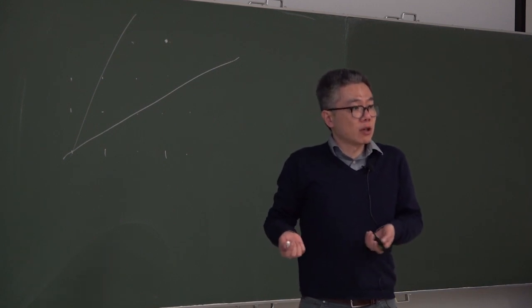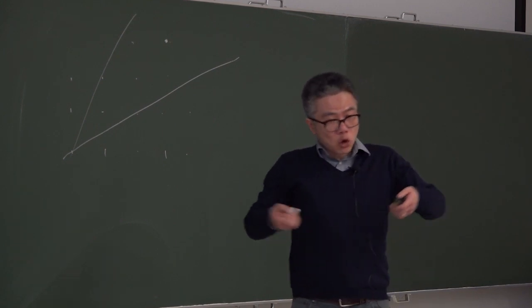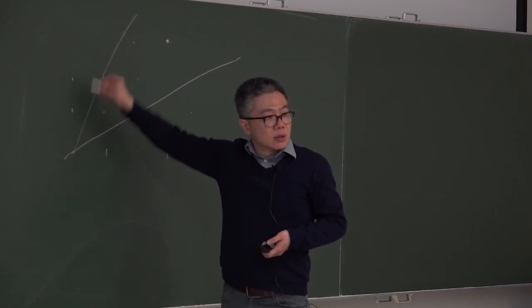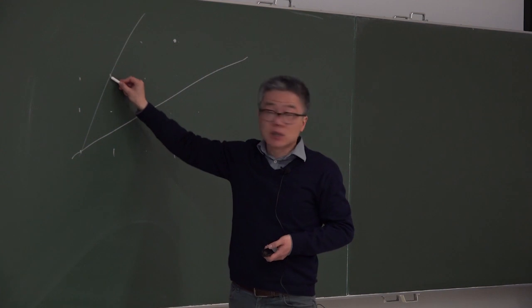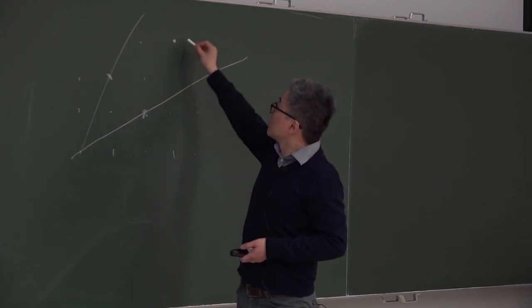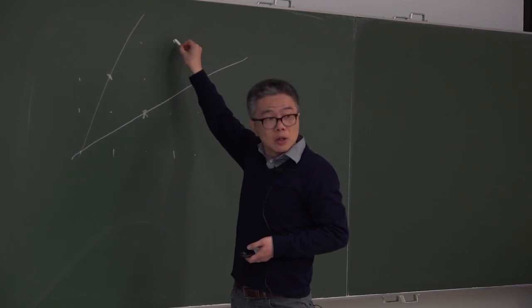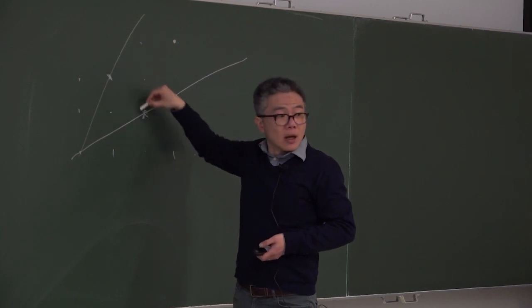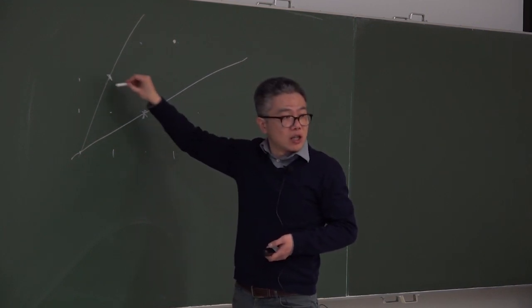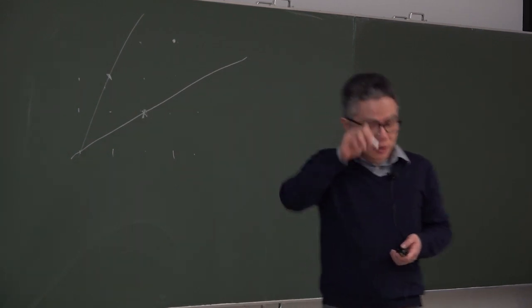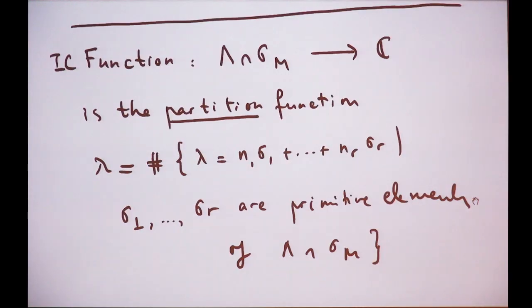It has to be the partition function. That means when you have a convex cone and you have its rays, and the rays have some primitive vectors on them, then for every element inside the cone you can ask how many ways you can write it as a positive integral combination of those primitive vectors. And this happens to be the IC function. This is the result of the partition function.